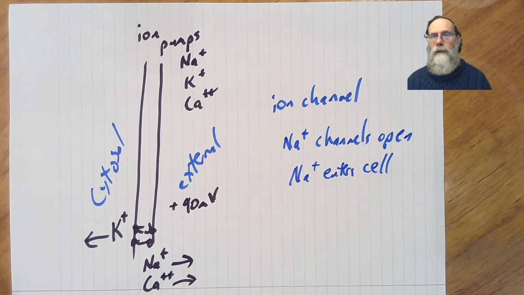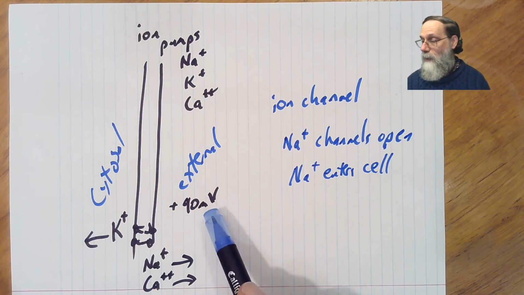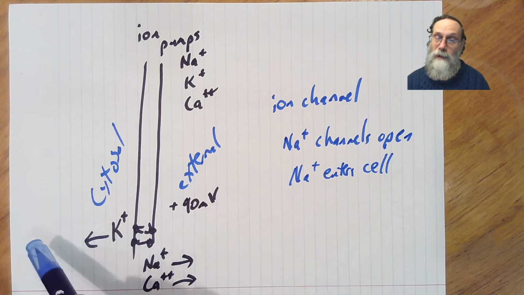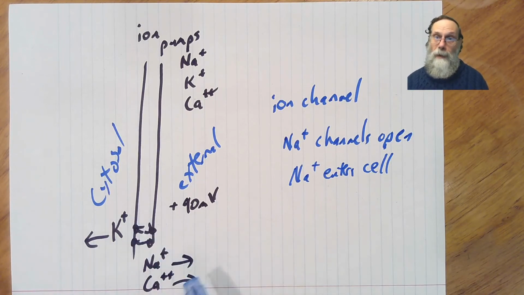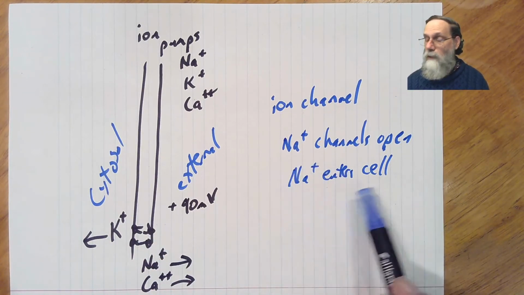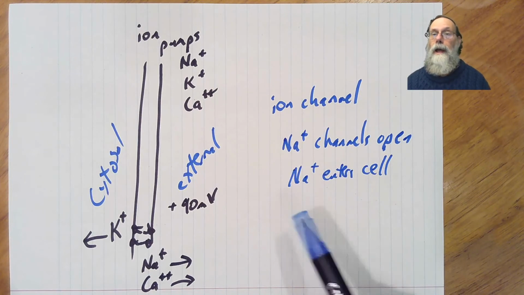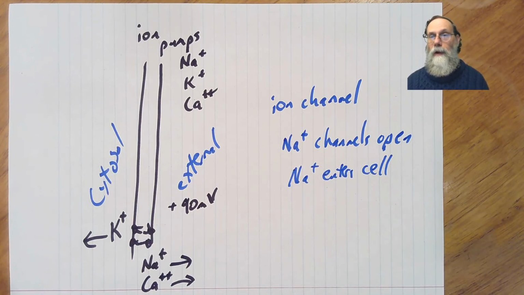And that causes changes in the balance of the charge. Notice that this will cause positive charge to move into the cell, discharging the capacitor. And these sodium channels open very quickly and allow a lot of sodium through, so that the discharge here happens fairly fast.